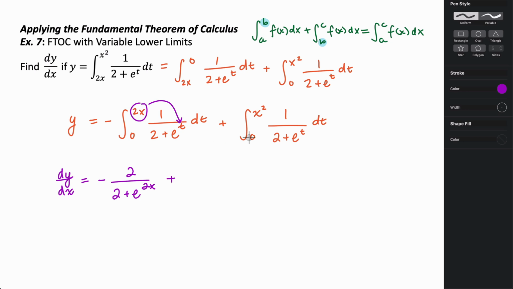And then plus, and I'm taking the derivative of this. So I'm going to take the x squared and plug it in. So it's 1 over 2 plus e to the x squared times its derivative, which is 2x. And again, because I'm just multiplying by 2x, I'm going to put it there in the numerator. So this is our derivative using the fundamental theorem of calculus, right? It's our derivative of this integral here.